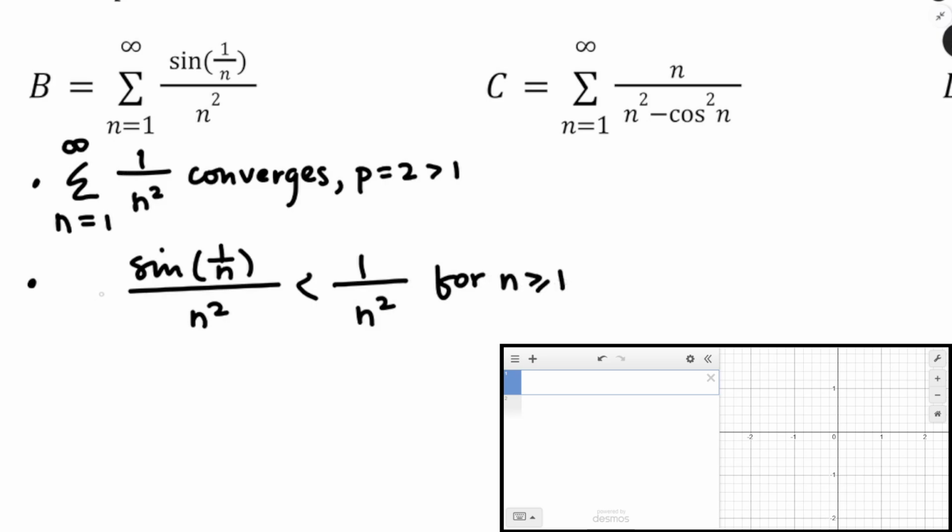I think maybe I should have that this is positive. It's never going to actually equal 0. So let's say that, that might help. And then as a result, b also converges, because the terms of b are smaller than the terms of a series that we know to converge.